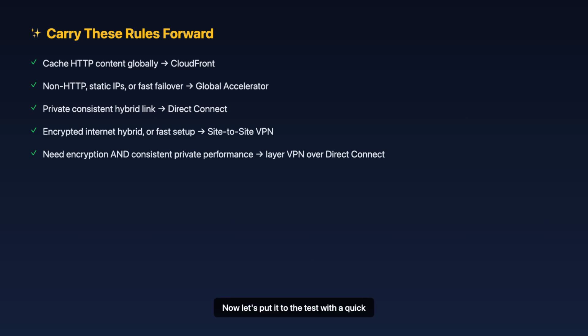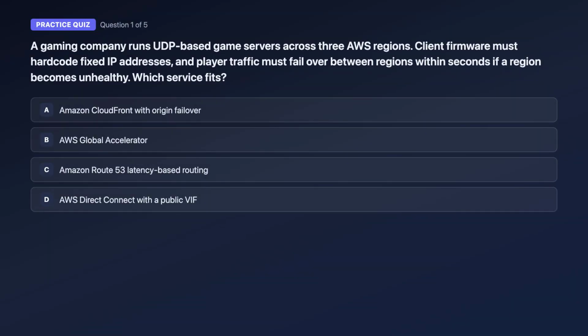Now, let's put it to the test with a quick 5-question quiz. Question 1. A gaming company runs UDP-based game servers across 3 Amazon Web Services regions. The client firmware must hard-code fixed IP addresses, and player traffic must fail over between regions within seconds if a region goes unhealthy. Which service fits?